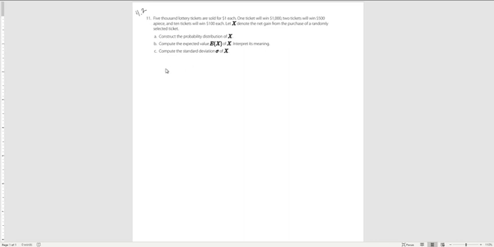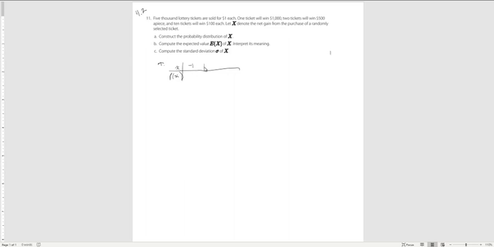Okay, so we need to start off here with a probability distribution. Let's see what values we can have. If you buy a lottery ticket, you're going to spend $1, so if you don't win anything, that costs you $1. So if we look at the values of X and what the probabilities of those are, there's some probability that we'll get nothing.